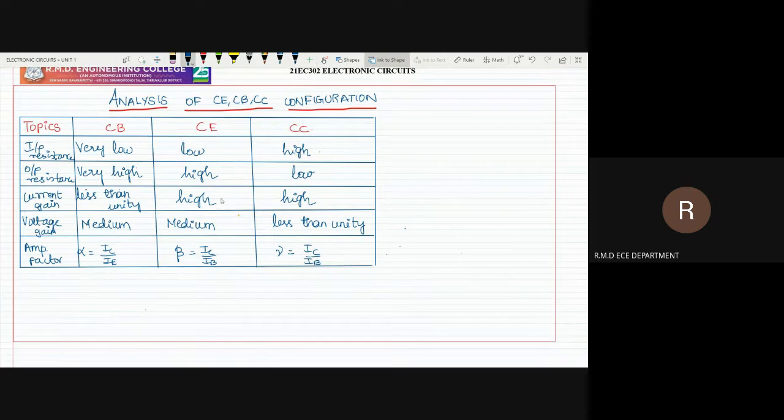In general, this is the basic difference in terms of output resistance, input resistance, voltage and current gain, and amplification factors. There is very low input resistance and very high output resistance in the CB configuration. In general, we always prefer the CE configuration because it has low input resistance, high output resistance, and high current gain. Hence it can be used for a Darlington amplifier. Then for amplification factors, we have three: alpha, beta, and gamma.